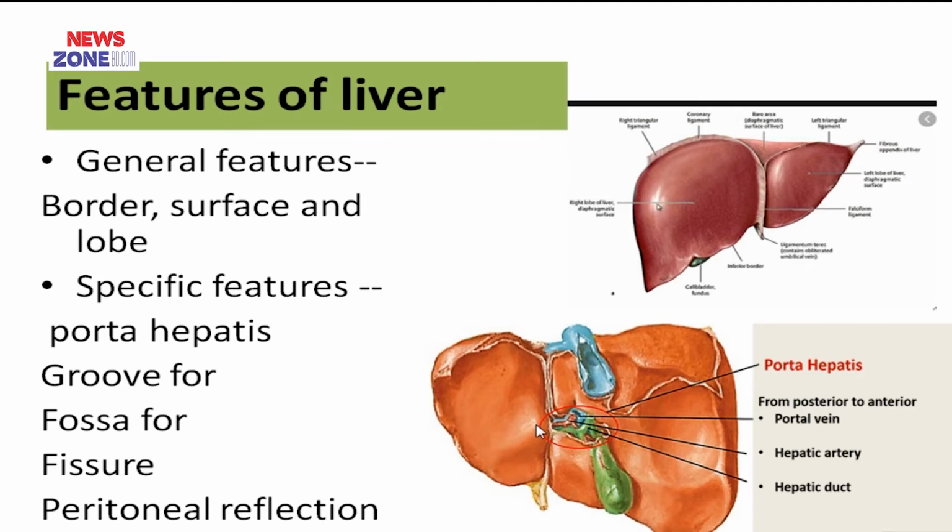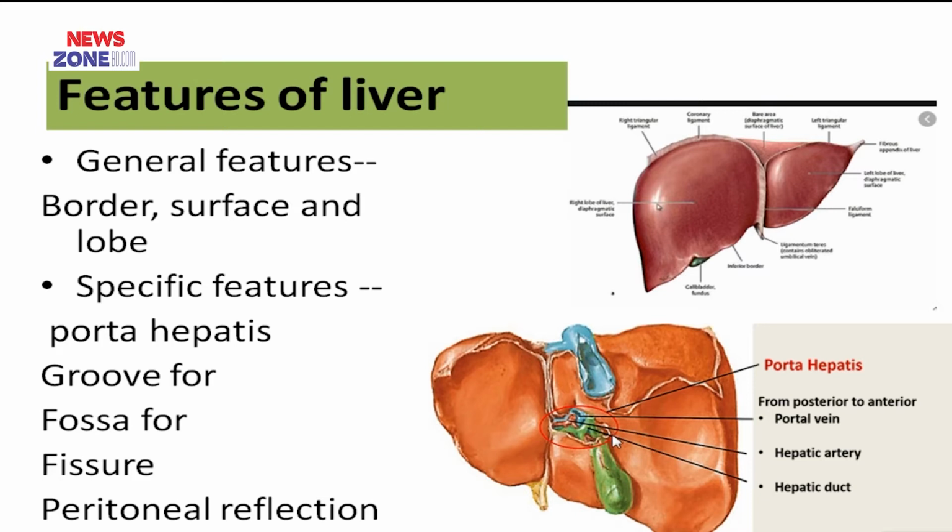What are the features of the liver? For descriptive purposes, the features of the liver are divided into two: some are the general features and some are the specific or special features. So, the general features are the surfaces of the liver, the borders of the liver and the lobes. These are the general features.